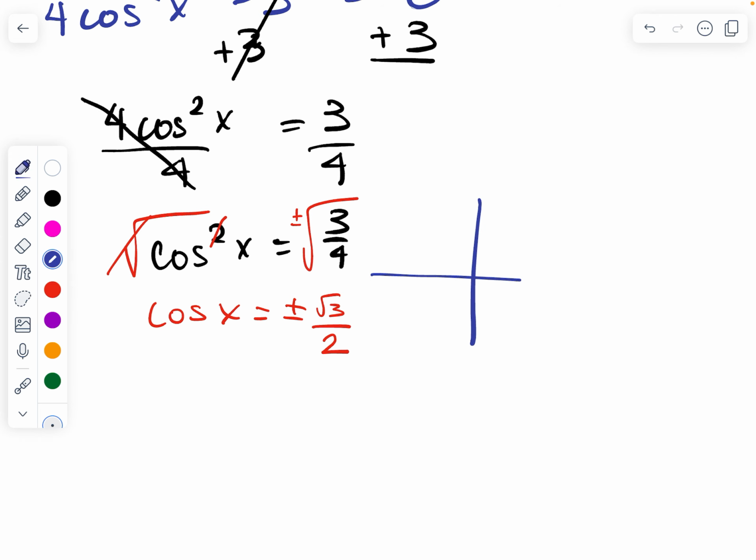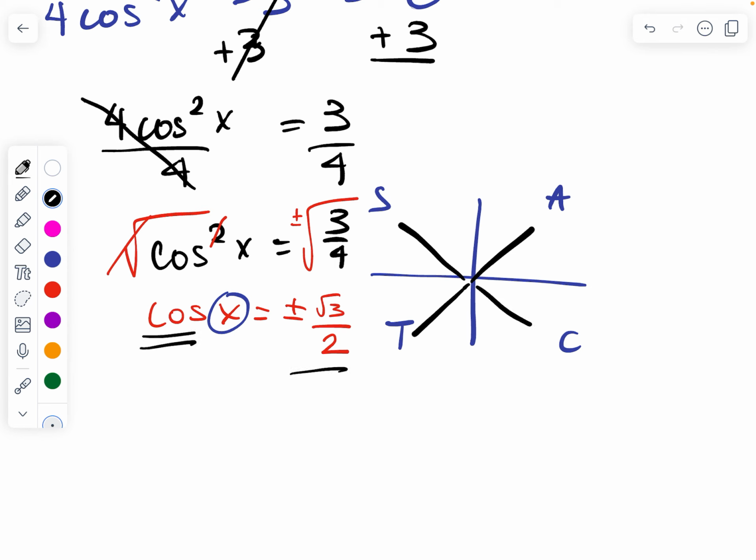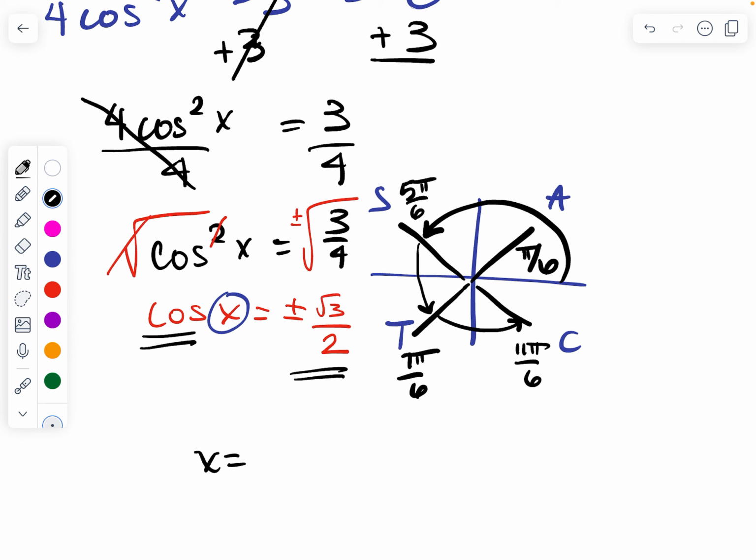Now I have to say, okay, where around the circle do I see that cosine x has to be plus or minus root 3 over 2? Well, I remember all students take calc. Plus or minus is going to be in every single quadrant. And in order for cosine to be root 3 over 2, that's a pi over 6. So a pi over 6 in the second quadrant, we know that's 5 pi over 6. A pi over 6 in the third quadrant is 7 pi over 6. And in the fourth quadrant, we know is 11 pi over 6. So x is pi over 6, 5 pi over 6, 7 pi over 6, and 11 pi over 6.